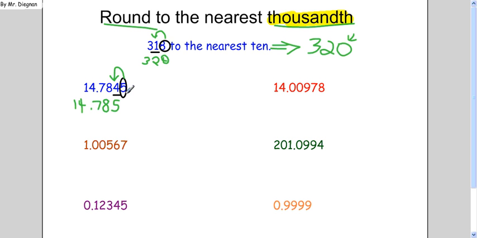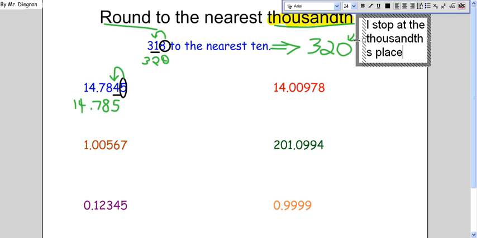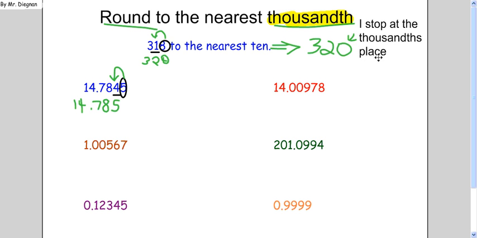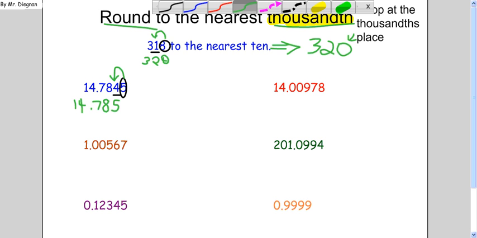14 stays the same. Now, here's where we drop things off. When I round to the nearest 1,000, that's where I'm going to stop. So I stop at the thousandths place. I don't want to go any further than that. So looking down here, what does that mean? I stop there, 14.785. Everything from here on out, I am not going to do anything with. I just cross them off. I'm not doing anything.